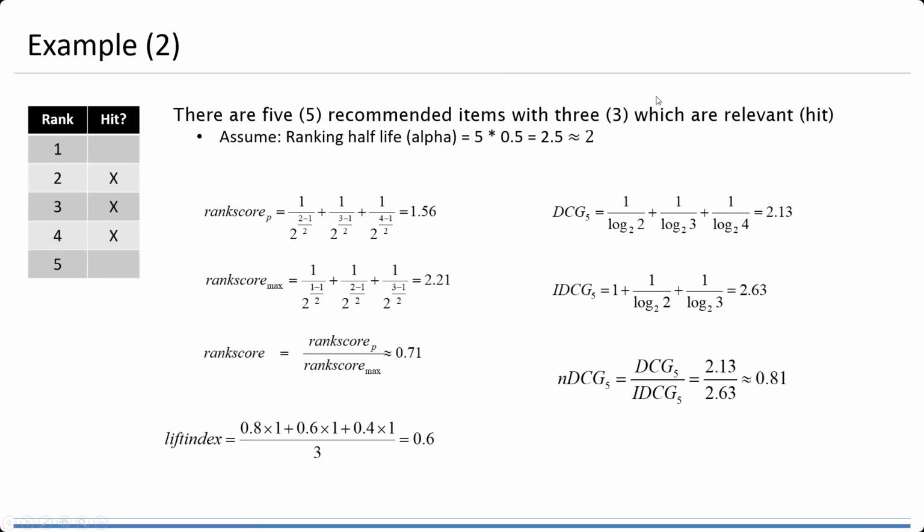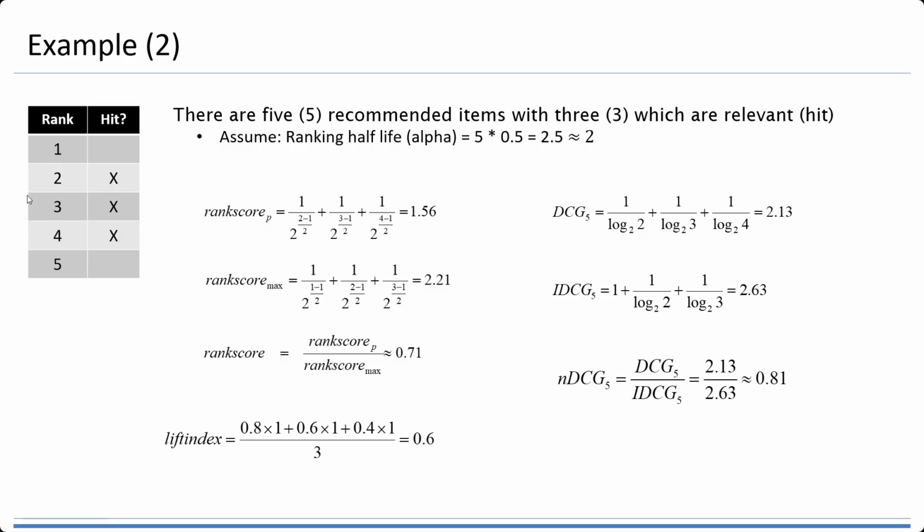In this example, we have the same idea as the previous table, but let's make it more compact, because if there are 20, it will be more compact to calculate the numbers. Okay. So let's see a different example, and we are going to look at the rank score, leaf index, DCG, IDCG, and NDCG.